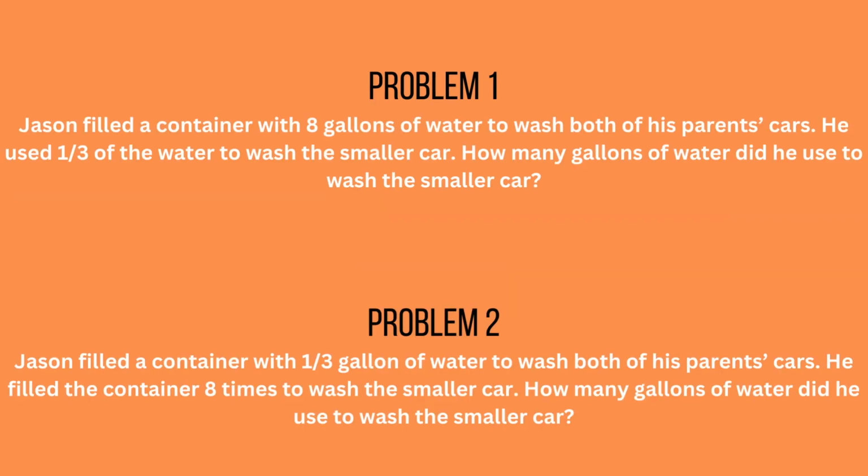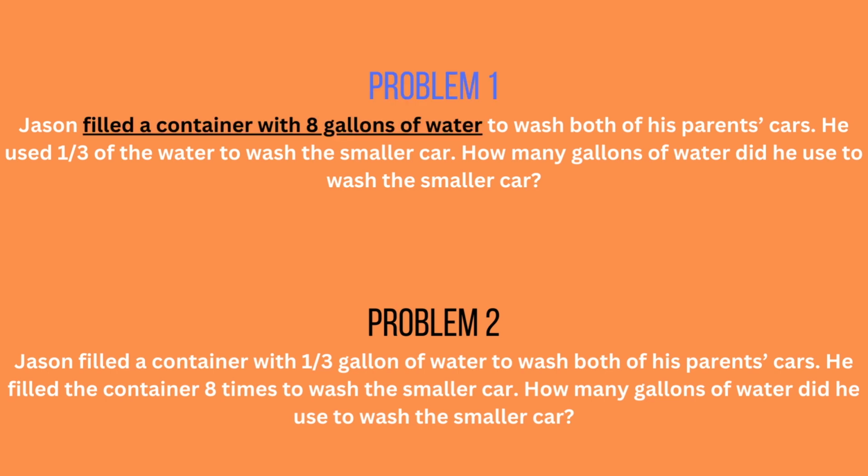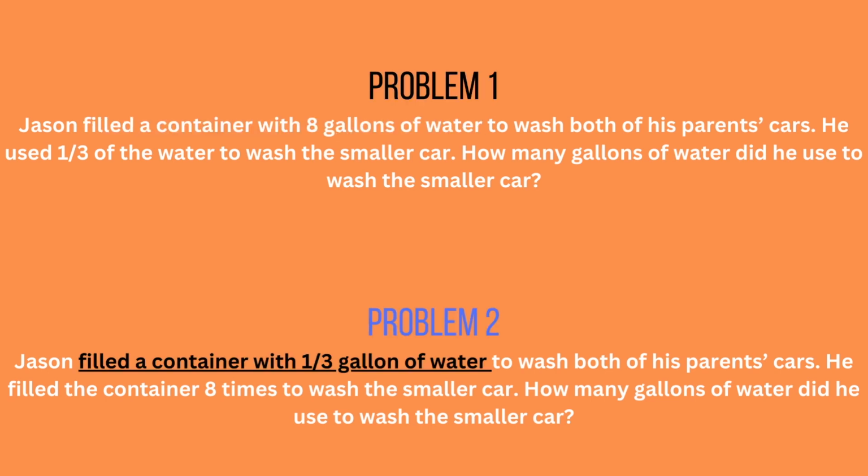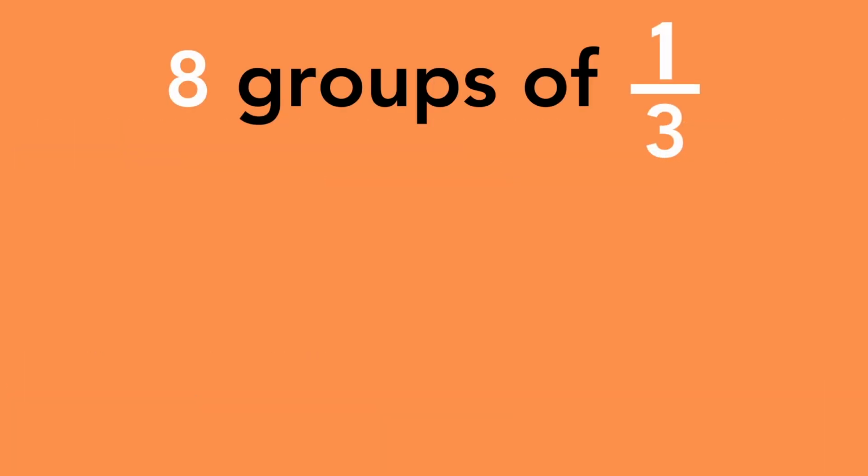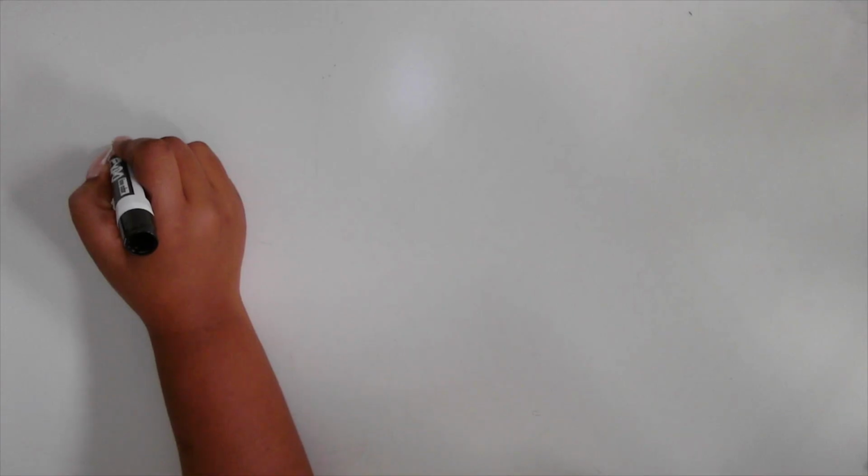In the first word problem, the container held 8 gallons of water. In the second word problem, the container holds 1/3 gallon of water, and now Jason has to fill it up a total of 8 times. Different, right? Now we are multiplying a fraction by a whole number. We can think of it as 8 groups of 1/3, or 8 times 1/3. Let's represent this expression with a model.